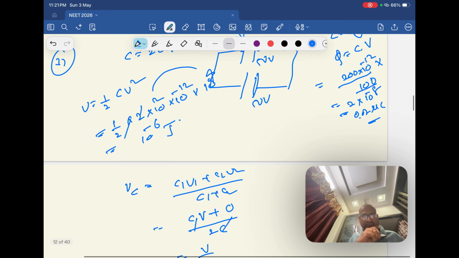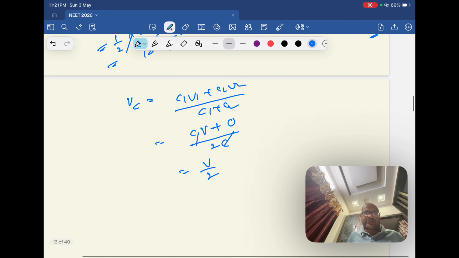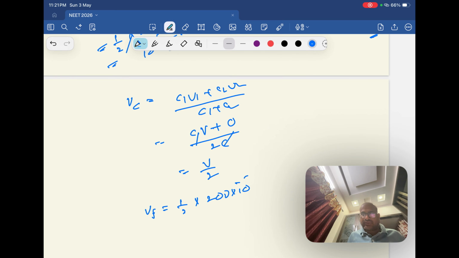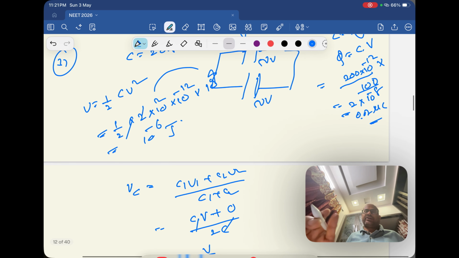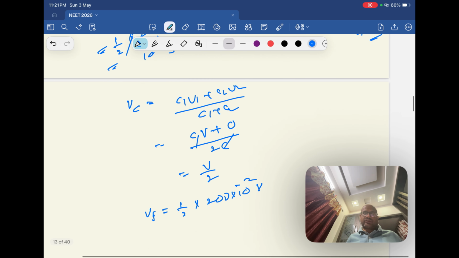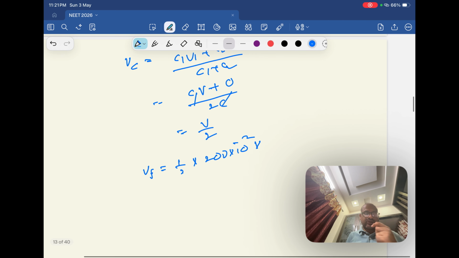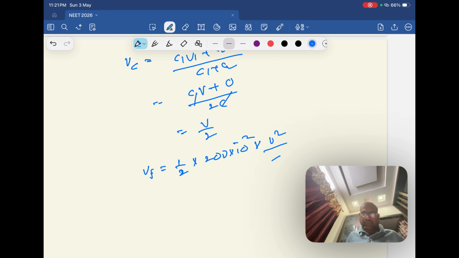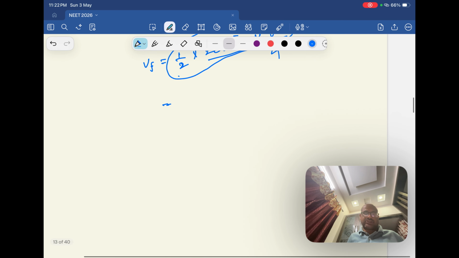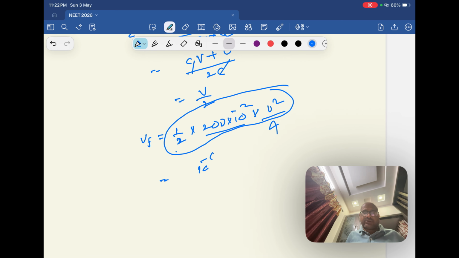Now, how much is the final energy in the capacitor? Final energy is half into C into V square. Both are in parallel and each will have V by 2. So V square becomes V square by 4, half C V square by 4. So this we already found, right? So the initial energy comes to 10 power minus 6, and the final is 10 power minus 6 by 4. Energy lost will be how much?